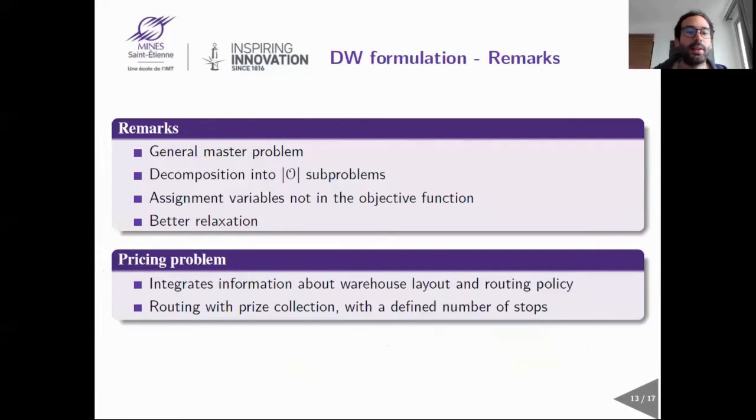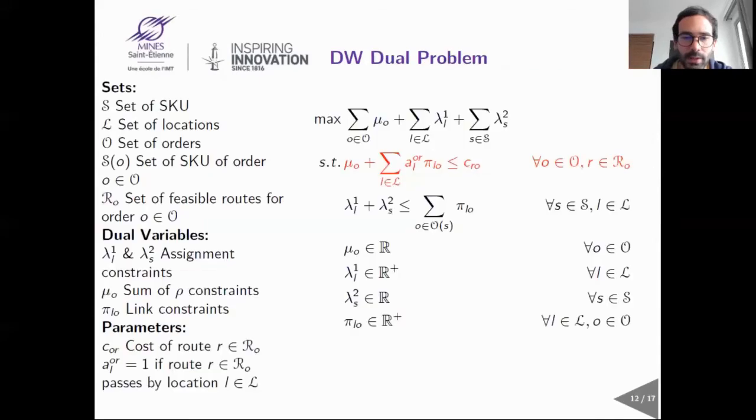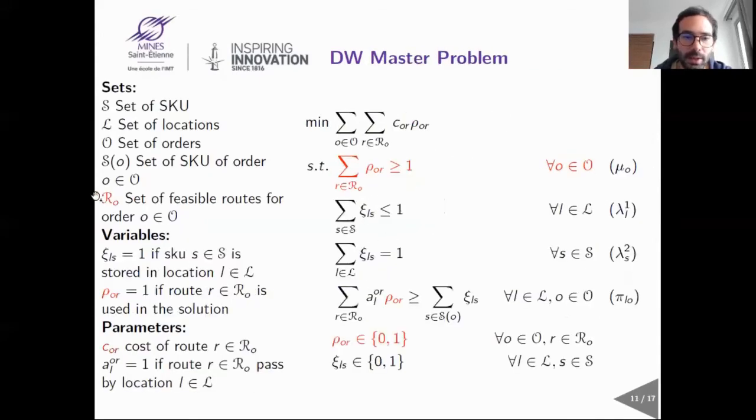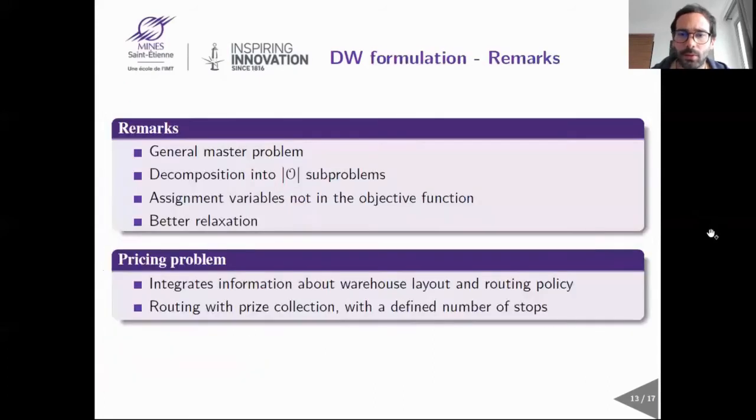So some remarks. It's a really general master problem, still independent from operational considerations. So it decomposes into several sub-problems, one for each order. That's quite nice. One interesting thing is that the assignment variables C, which are the main decision variables that we need to determine, do not appear in the objective function. That's also quite interesting. And the relaxation is way better.